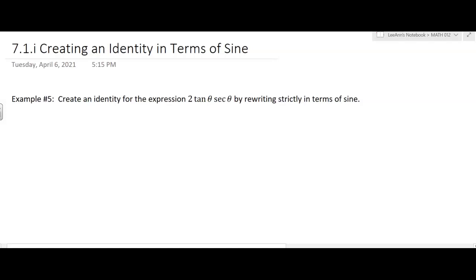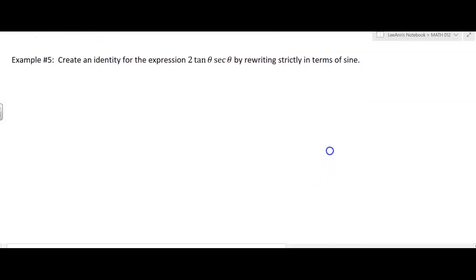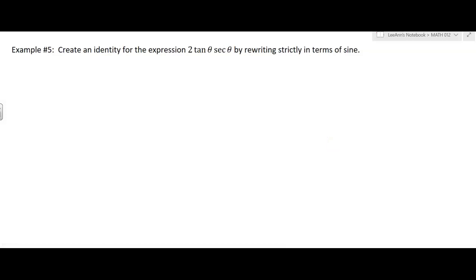So this problem's a little bit different. They don't give us an equation that we're verifying. They don't give us an identity. We're going to create our own identity. Okay, so it says create an identity for the expression.